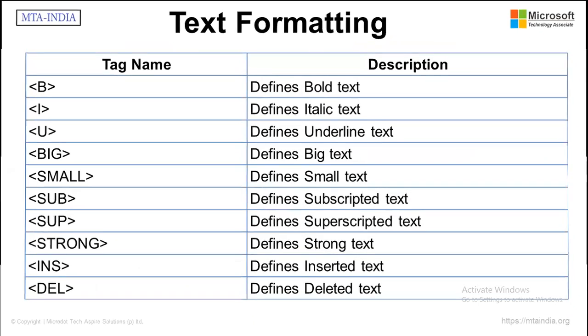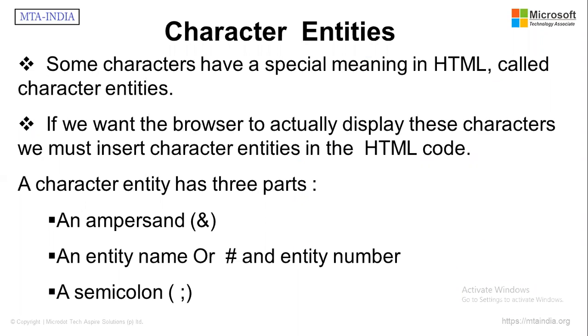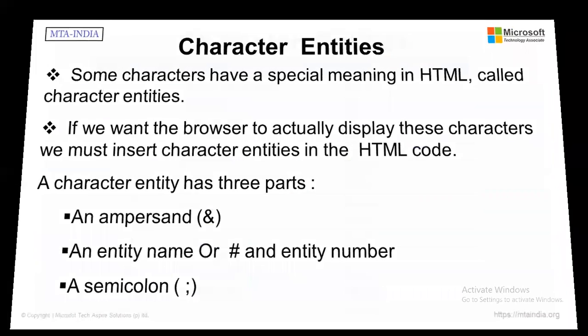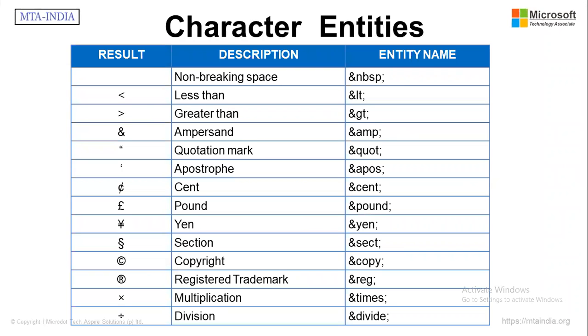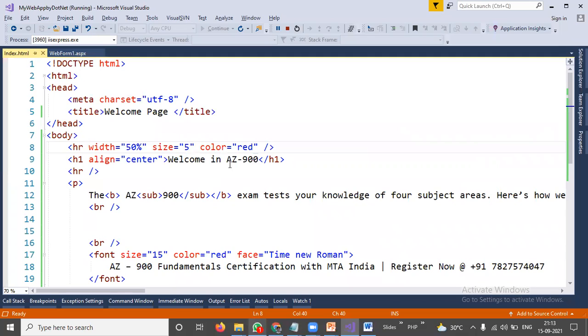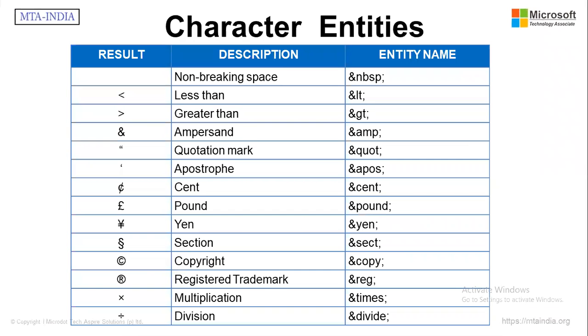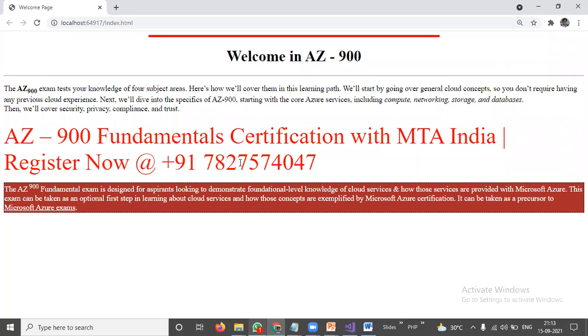Now we have some character entities. Character entities are special-meaning characters in HTML. Suppose you want a non-breaking space, you can write ampersand NBSP. So if I want a space here, I write NBSP. That is for a single space, right, sir? Yeah.